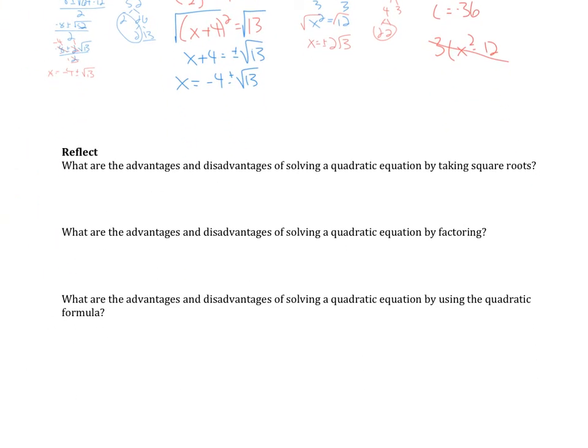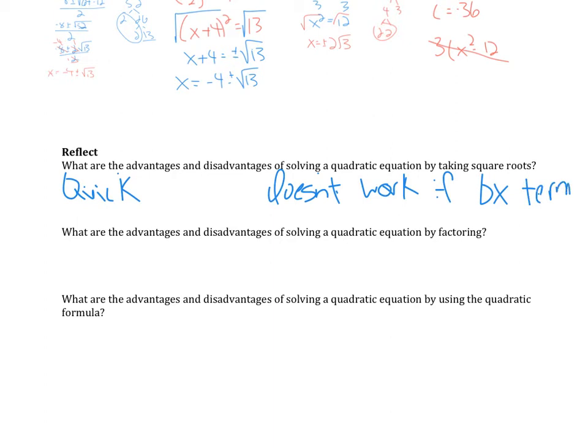All right, so now let's look at the advantages and disadvantages. Advantages of square roots is it's quick. There's nothing really new about it, but a disadvantage is it doesn't work if there's a b term. Okay, so that's the first thing I check for, to eliminate. Hey, if there's a bx term, I can't do the square root.